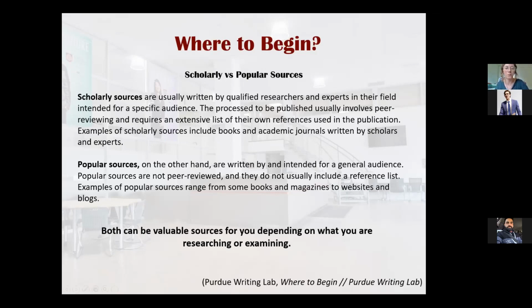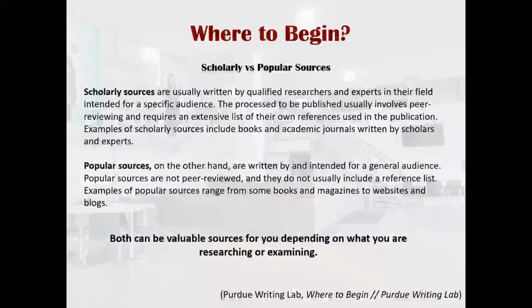If you want your source to be a scholarly source, the process to be published involves peer reviewing, and you are required to provide an extensive list of the references used in the publication. So that's a good way of knowing whether something is a scholarly source, if there is an extensive list of references at the end of the publication. Some examples of this are academic journals, and also some books that are written by scholars and experts.